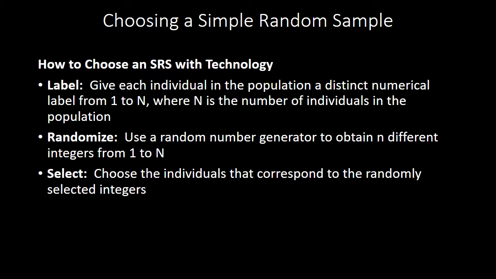So if you have a population of 1,000 again, and you're trying to choose a sample of 20, you would number all your population members from 1 to 1,000. Then you'd use the random number generator to randomly select 20 digits from 1 to 1,000. Then you would take the 20 people that match up with those randomly selected numbers, and that would be your sample of 20.